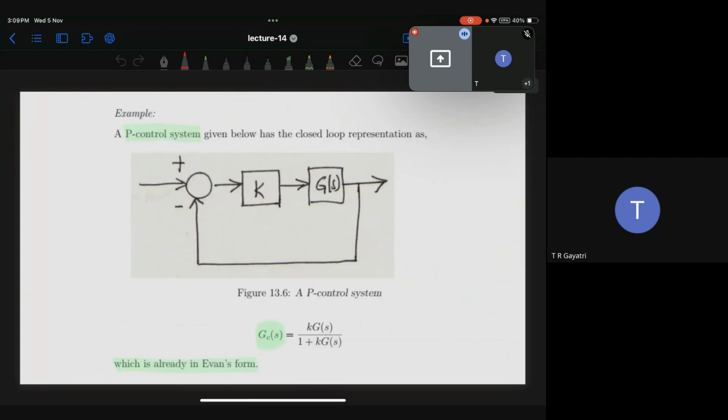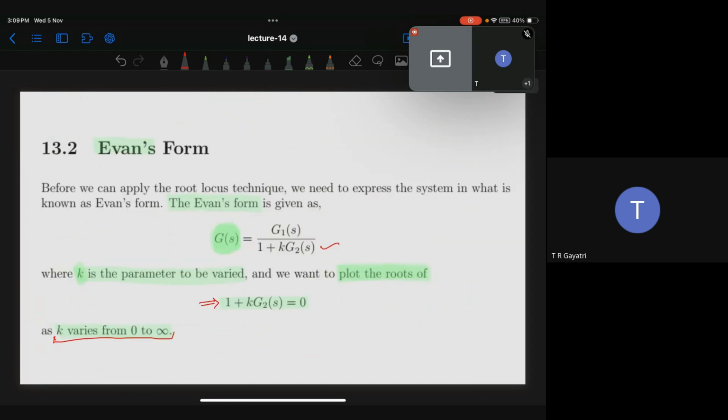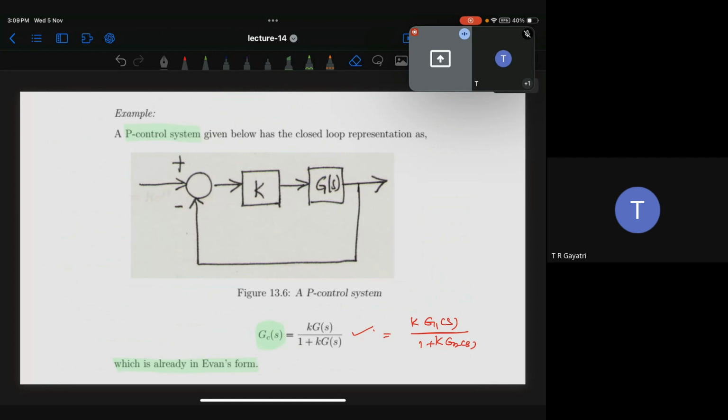For example, here you can see the basic proportional control system. If you find the closed loop transfer function, it looks exactly the same as this one: k g1(s) divided by 1 plus k g2(s). This is exactly the form. So this is already in the Evans form. First we have to put it into this form.